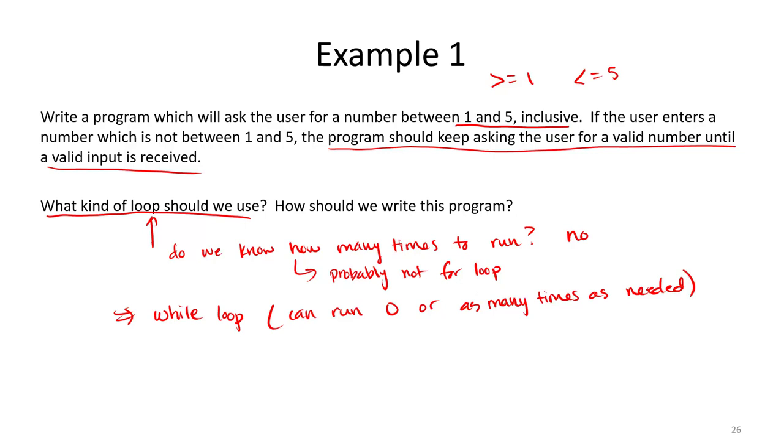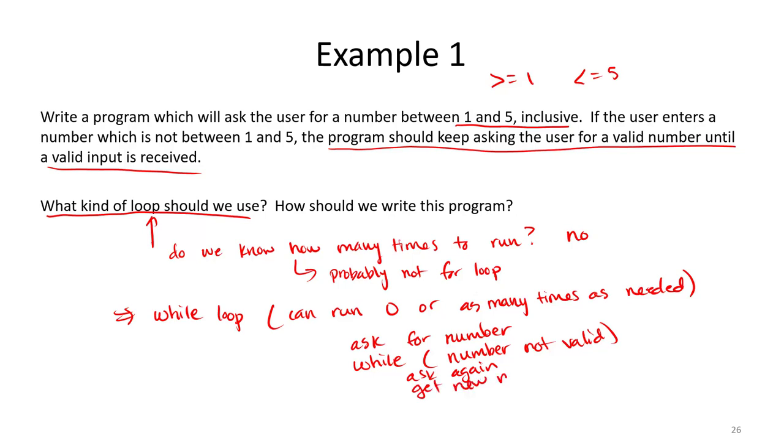Basically, our plan for this program could be that we ask the user for a number, and then while the number is not valid, we could ask again and get a new number. That's one way that we could write this program. Let's go ahead and code it up real quick.